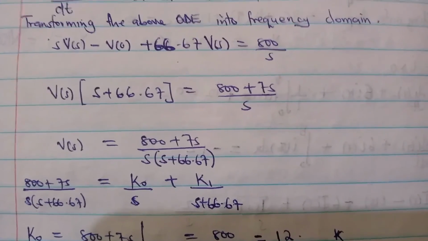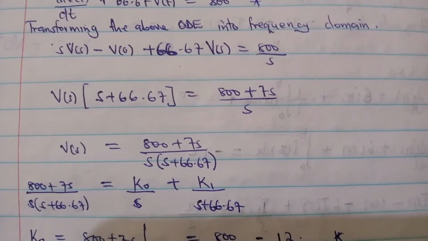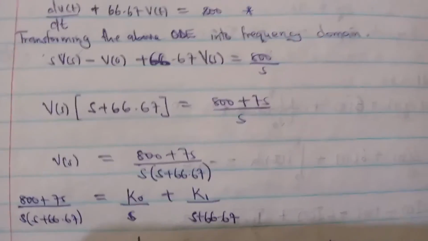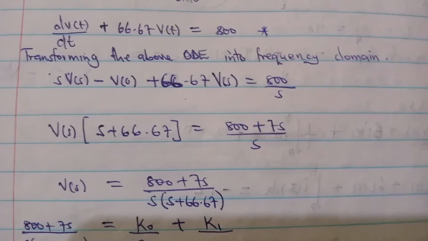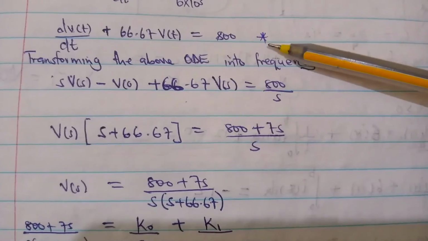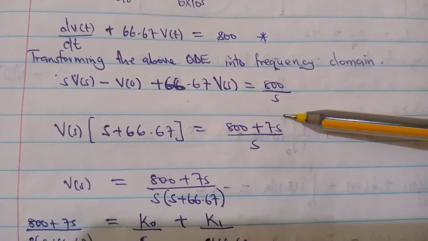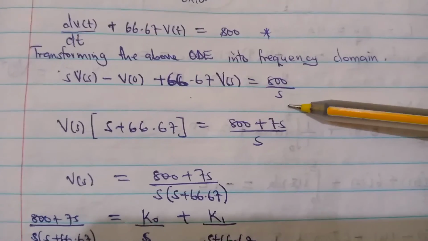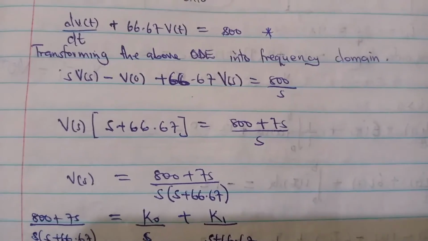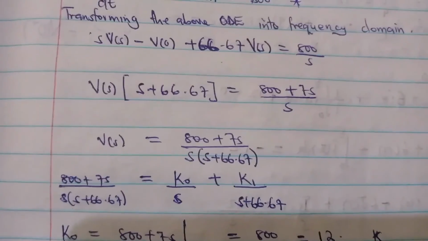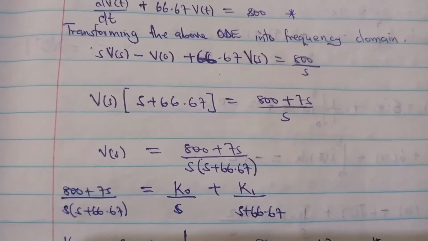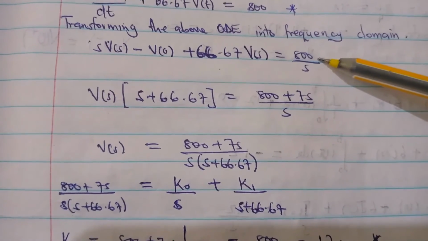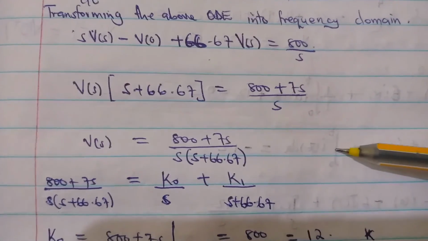Now, the next step is to transform that equation into the frequency domain, that is, application of the Laplace transform. So we are going to transform that equation, the equation with the asterisk, to the frequency domain. S is the complex frequency. Therefore, when we transform the equation into Laplace transform, we get the equation below. Simplifying the equation, we get this equation.